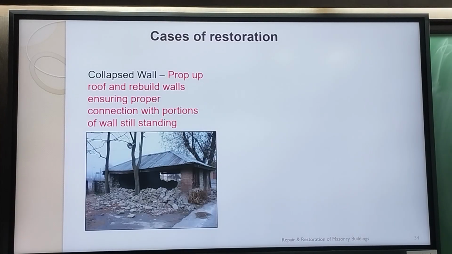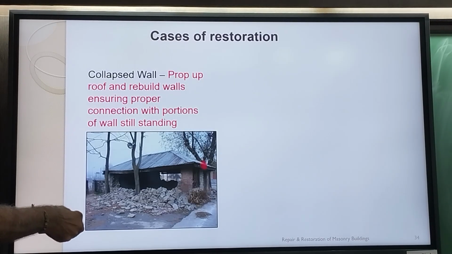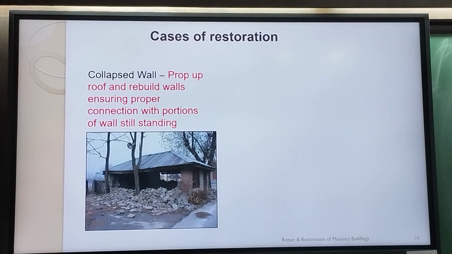Alright. Another case here where the wall is completely gone, but the roof is intact. So something like this again can be, just prop up the roof properly, build back the roof, but here again, you will have to dismantle parts of this and parts of this to have proper connection with the rest of the wall. Okay. There are no shortcuts to this.